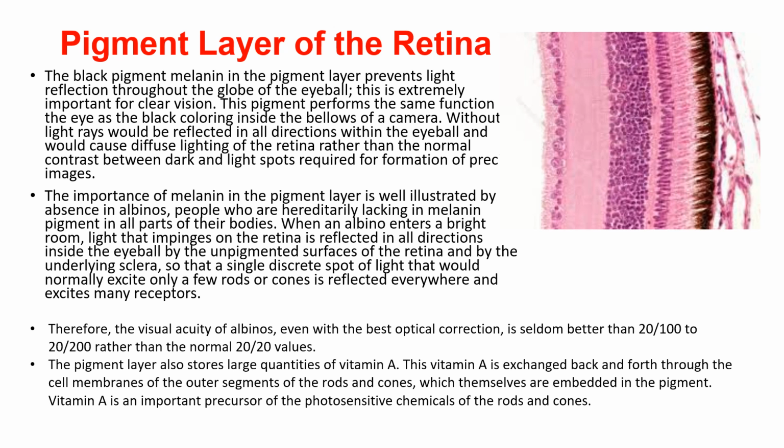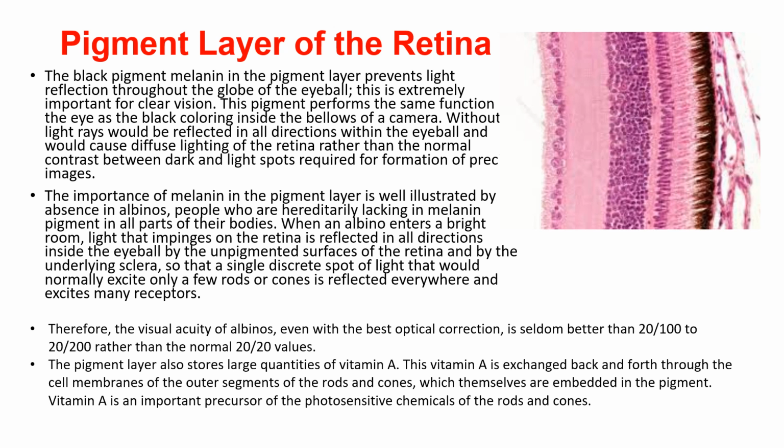The importance of melanin in the pigment layer is well illustrated by its absence in albinos, people who are hereditarily lacking in melanin pigment in all parts of their bodies. When an albino enters a bright room, light that impinges on the retina is reflected in all directions inside the eyeball by the unpigmented surfaces of the retina and by the underlying sclera, so that a single discrete spot of light that would normally excite only a few rods or cones is reflected everywhere and excites many receptors.